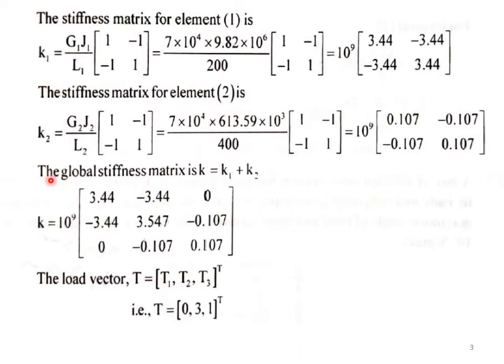Now the global stiffness matrix is the sum of the stiffness matrices K1 and K2. Upon adding both these stiffness matrices, we get K equal to 10 to the power of 9 times [3.44 minus 3.44 0; minus 3.44 3.547 minus 0.107; 0 minus 0.107 0.107]. So by adding both the elemental stiffness matrices, we get this.